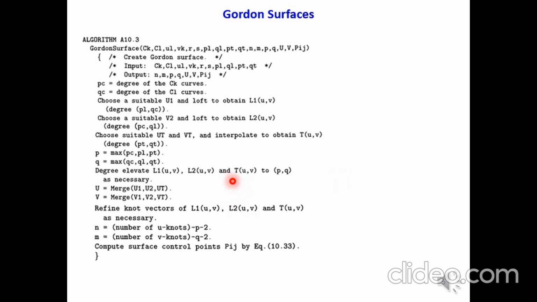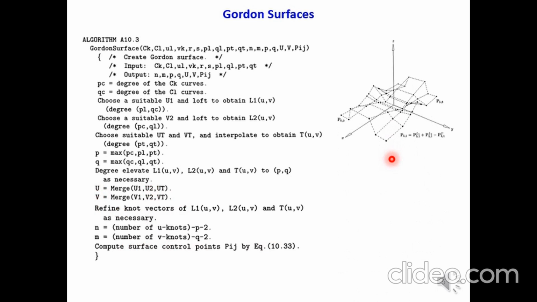So, for example, if L1 has the highest degree, then we would elevate the degree of L2 and T to be the same as L1. And then after we do that elevation, we would merge them to get our overall U and V, and then make our surface.